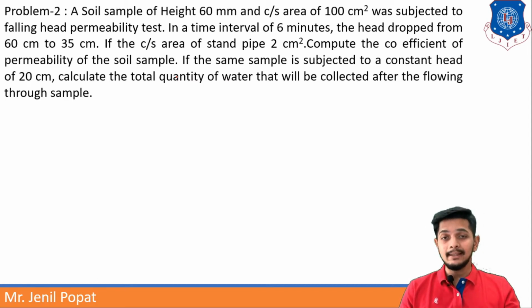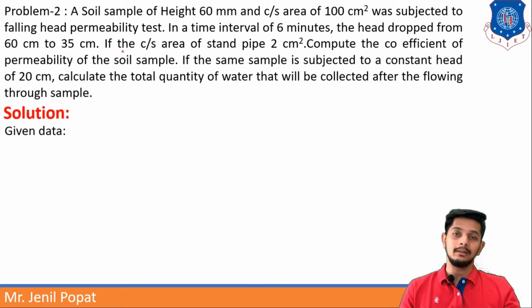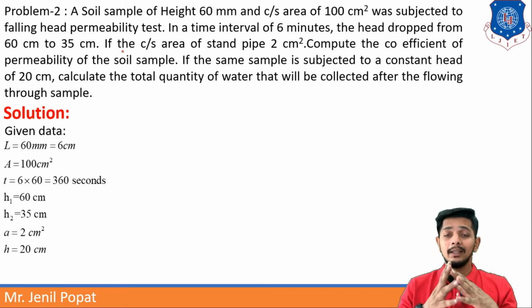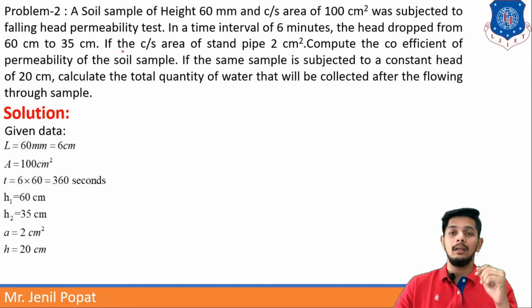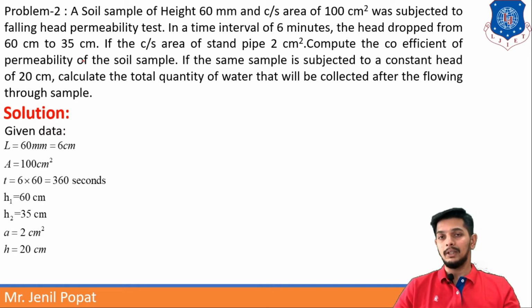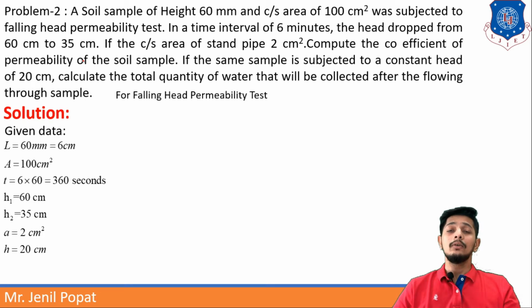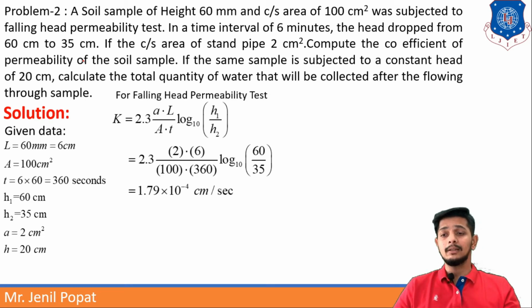So the problem is quite easy. First we have to assume that it is a falling head test and then we will go to other things. For the falling head test, these things are given. L, length 60 mm, that is 6 cm. A, area 100 cm square is given. T given as 6 minutes, so 360 seconds. H1 and H2 are 60 and 35. Cross-sectional area of the standpipe is given as 2 cm square and H, that is head, is given as 20 cm.